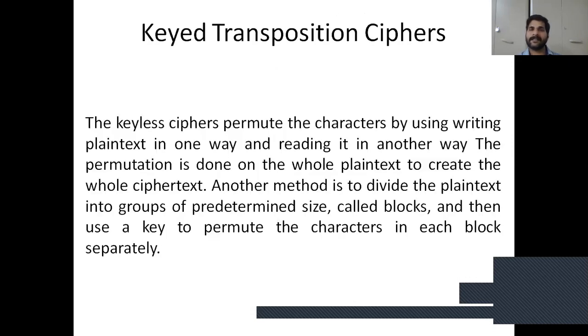Keyless transposition cipher: the keyless cipher permutes the characters by writing the plain text in one way and reading it in another way. The permutation is done on the whole plain text to create the whole ciphertext. Another method is to divide the plain text into groups of a predetermined size called blocks, and then use the key to permute the characters in each block separately.